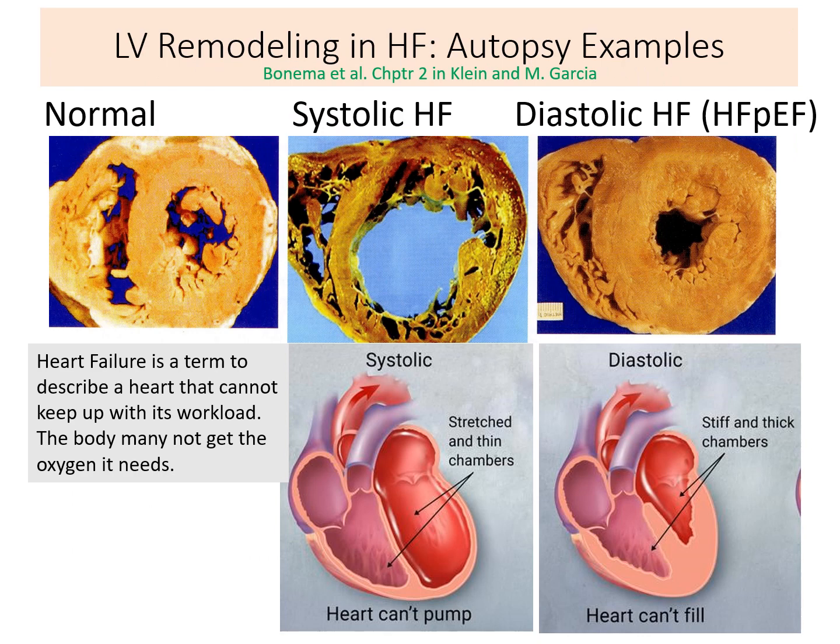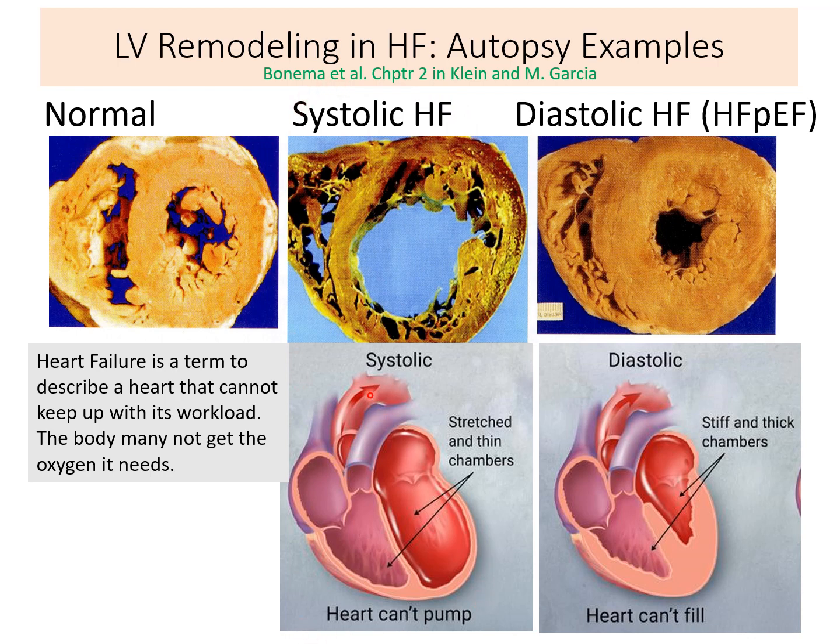This slide shows us two types of left ventricular remodeling in heart failure. If we look here, this is an autopsy example of a patient that did not have heart failure. This is one that has systolic heart failure, and this is one that had diastolic heart failure, also known as heart failure with preserved ejection fraction. For the purposes of this presentation, we're going to speak exclusively about systolic heart failure.